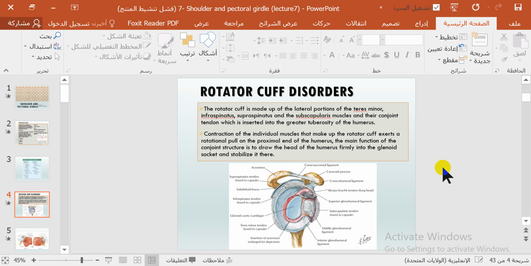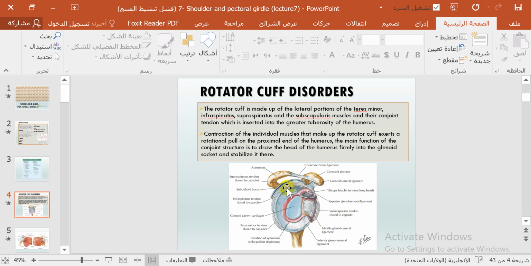of the humerus. The main function of the conjoint structure is to draw the head of the humerus firmly into the glenoid socket and stabilize it, so that the patient can move and do abduction and other ranges of movement when it is stabilized in the glenoid. Otherwise, it is difficult to do any movement without stabilization of the head of the humerus in the glenoid fossa by these conjoint tendons. But here is the picture, you see it.